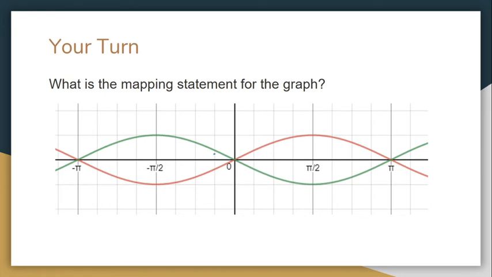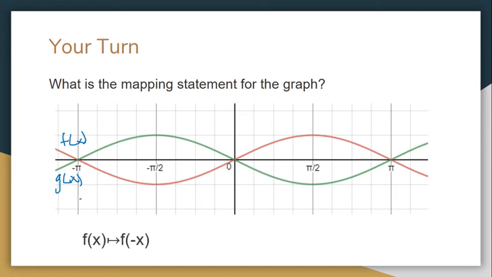So see if you can figure out this one. f of x is the red, g of x is the green. See if you can figure out how to get from the red to the green. You can go ahead, pause it, and then when you figure it out and have your mapping statement written, come back and see if you got it right. Alright, now that you've had a chance to try it, let's see what it is.